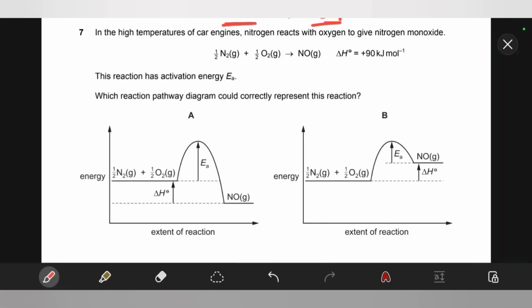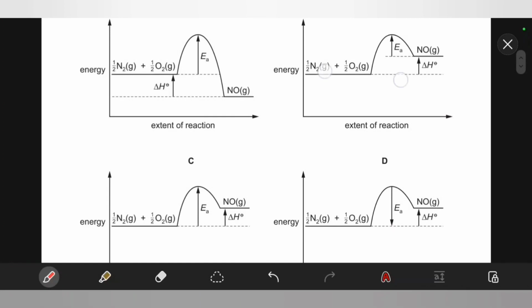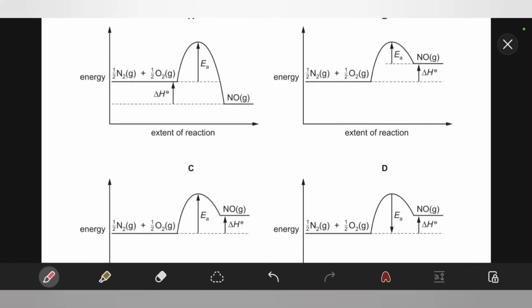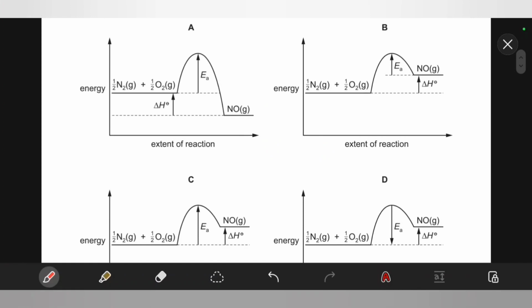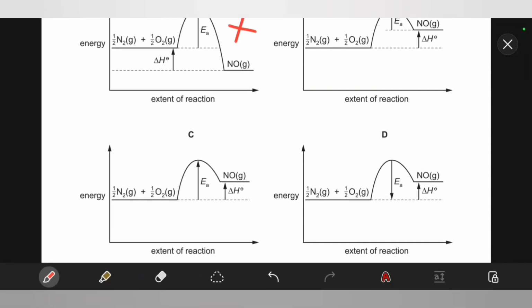In high temperatures of car engines, nitrogen reacts with oxygen to give nitrogen monoxide. This reaction has activation energy Ea. Which reaction pathway diagram correctly represents this reaction? So from this phrase high temperatures, meaning heat energy is required for this reaction, meaning this is an endothermic reaction. And we know in an endothermic reaction, the reactants are at a lower level than the products. So this diagram is clearly wrong because the product is at a lower level than the reactant. This is not endothermic. Now all the other diagrams show that reactants are on a lower level, which is right.